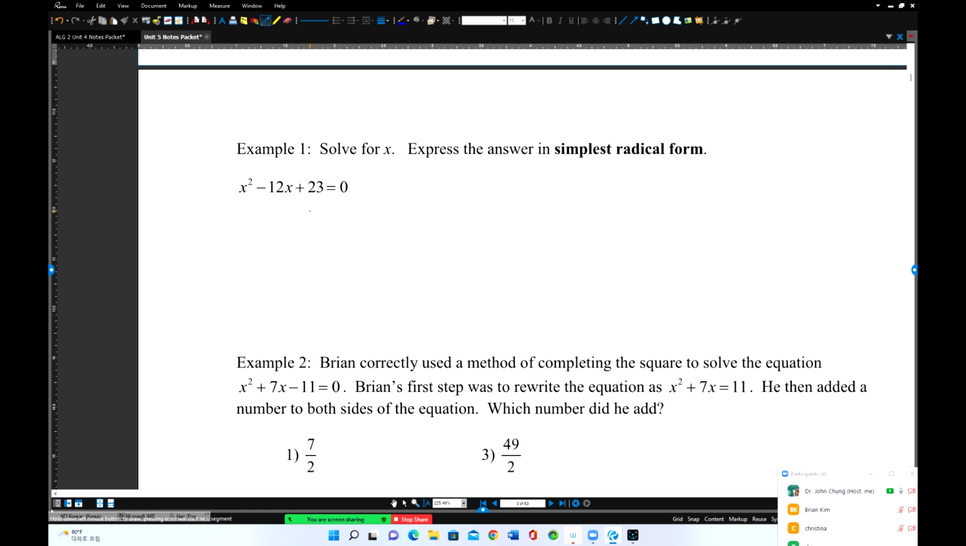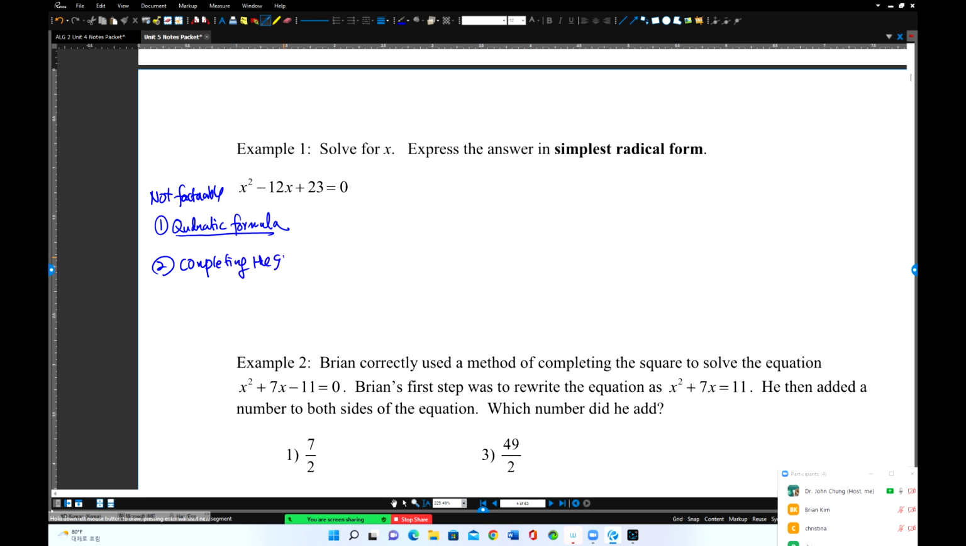Because this is not factorable: 23 and 1 make 24, right? It is not negative 12. That is not factorable. That's why we use the quadratic formula or completing the square. We have two different ways. So we have to use either the quadratic formula or completing the square. I'm going to use both.